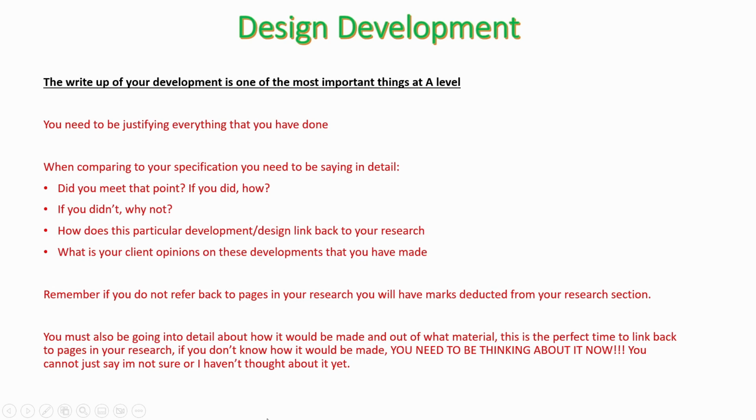All right, and the last little bit here is you've got to be going into detail about how the thing will be made and what materials it will be made from. You've done research on materials and construction methods, so now's the time. This is the perfect place to link back to your research because you've done it. You need to be thinking about how the things would actually be made. You can't just say, "Oh, it'll just be made." You actually have to think properly about the correct technical way those things will be manufactured in the workshop with the equipment that we have got.